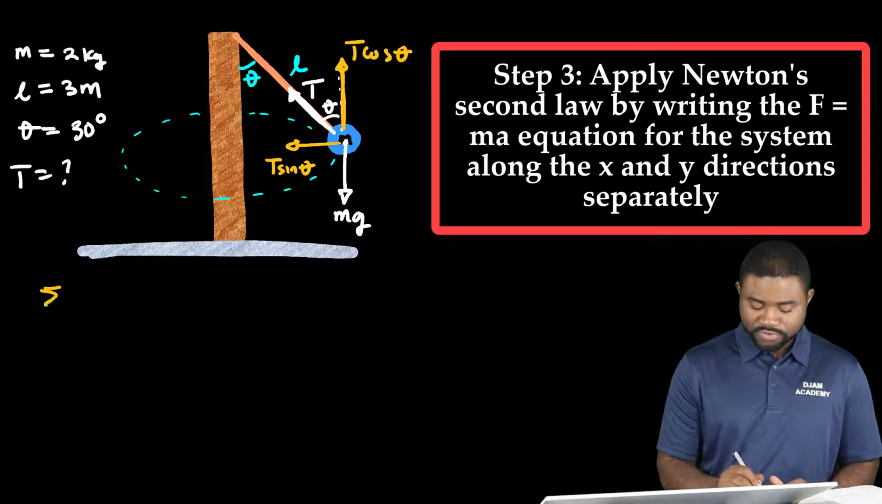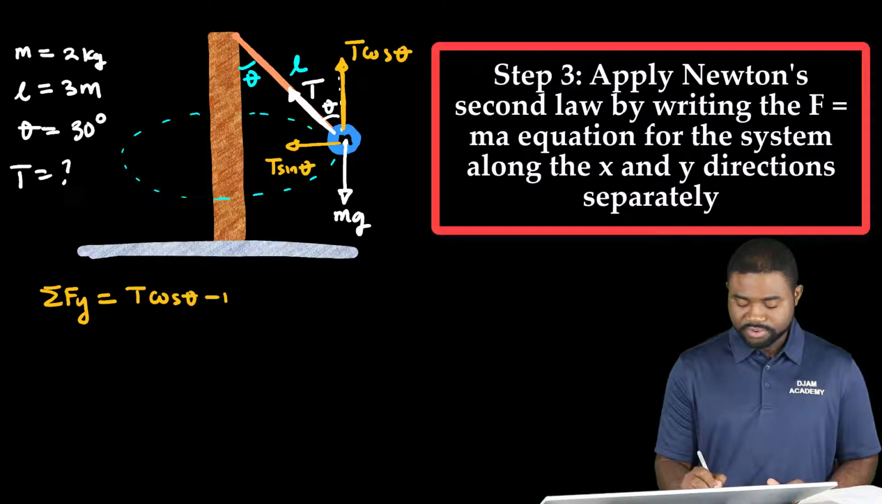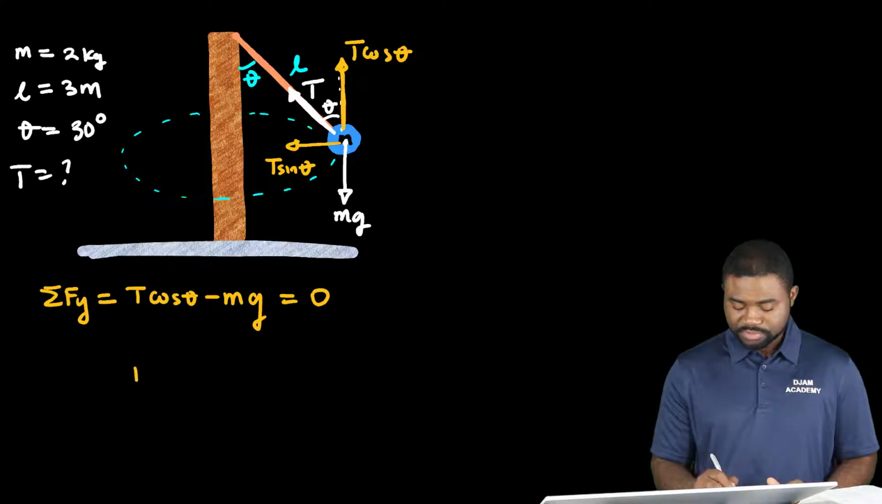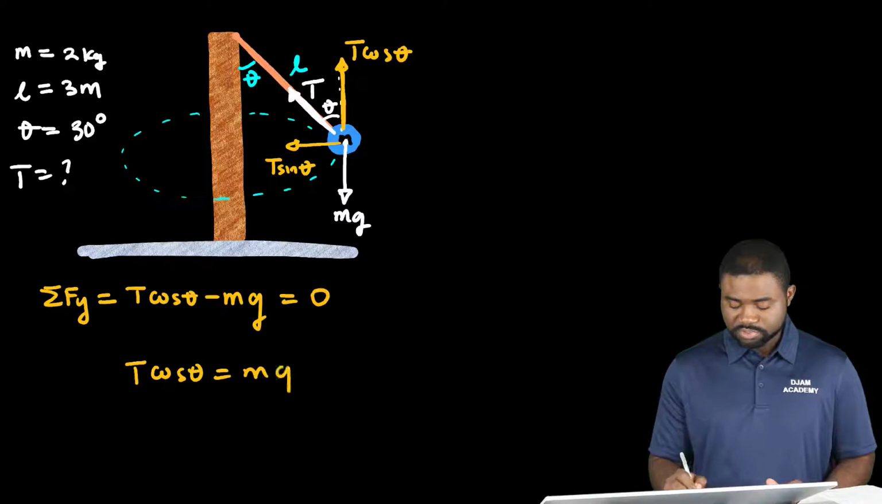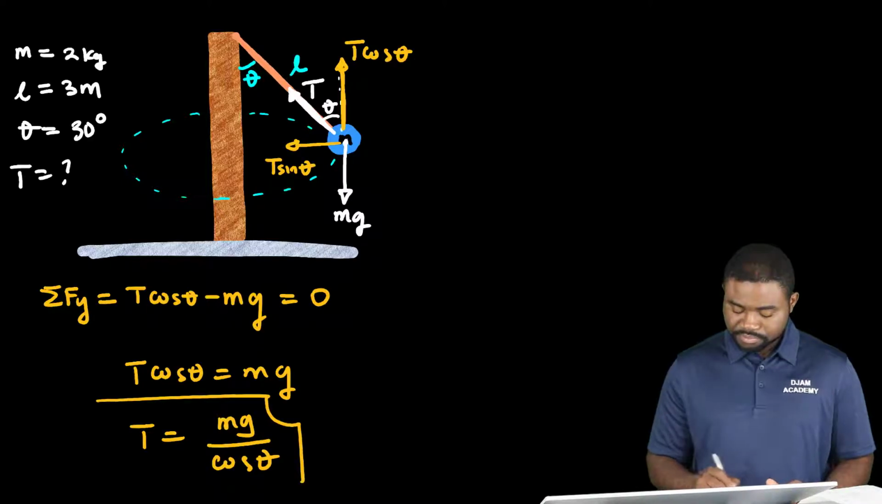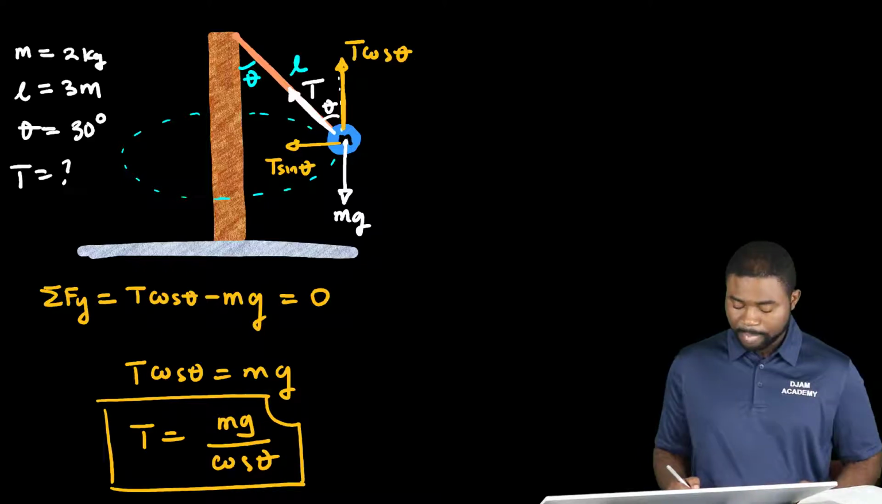So if we do the summation of Fy, this will be equal to T cosine theta minus mg. All of that should be equal to 0. This means that T cosine theta is equal to mg. In other words, T is equal to mg divided by the cosine of theta. That gives us the expression for T.